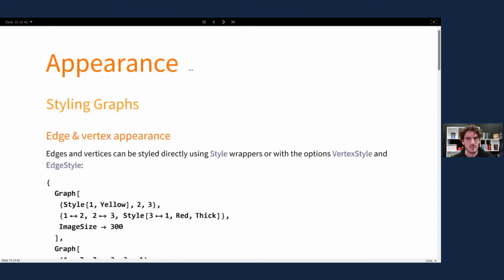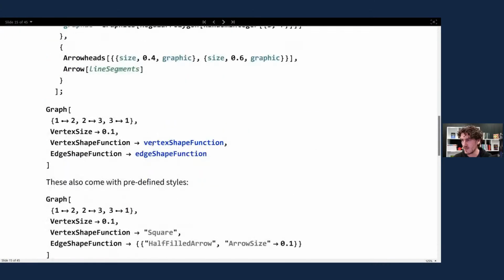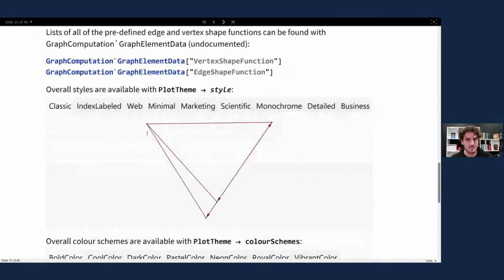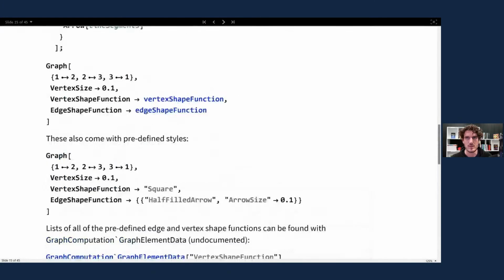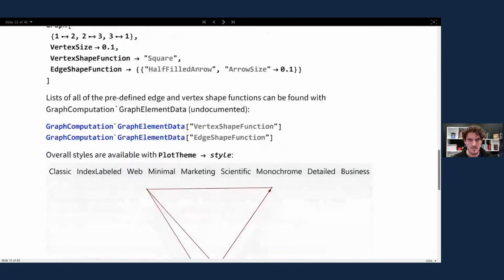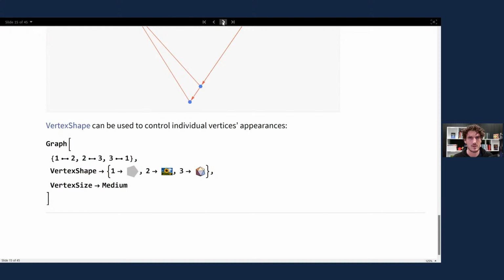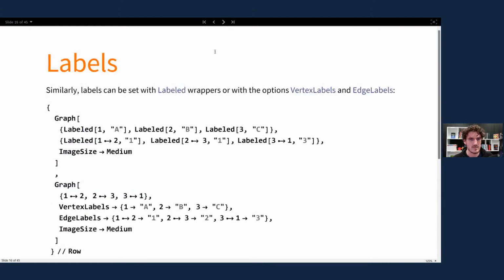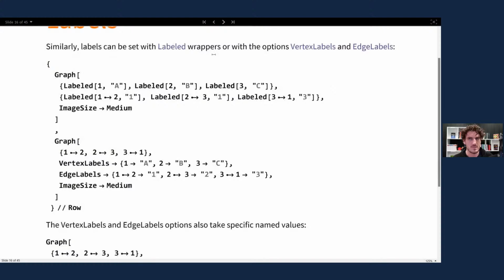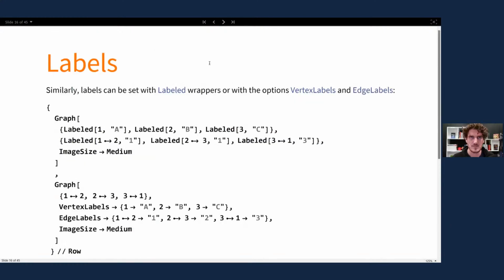Okay, I'm going to skip this stuff on appearance because I think I've already covered it. Really you're just learning about how to do style wrappers around things to get custom styling. I think it's quite self-explanatory, and I think we have more interesting stuff, and I don't want to waste our time. So you can look at this yourself if you have the notebook. Lots of different color themes, etc. And then we've already seen how to label edges and vertices. This is just if you want custom labels, you use this labeled function.